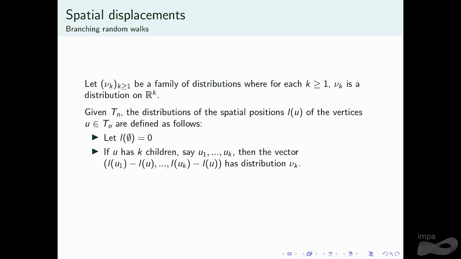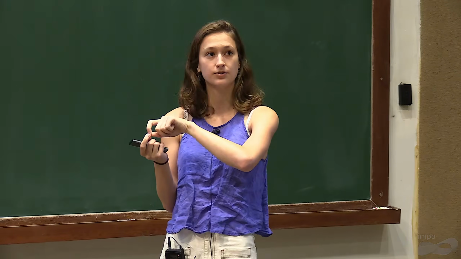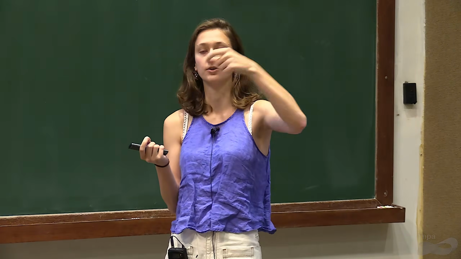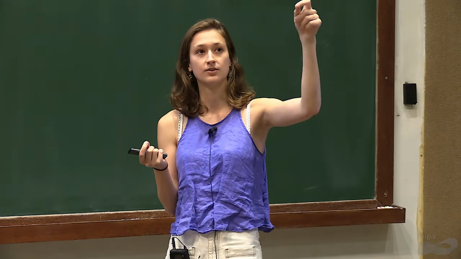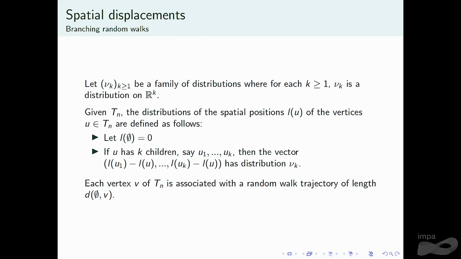In this way, every vertex of your tree is associated with a random walk trajectory, which has the same length as its path to the root. Basically we start off at 0, and if we take some vertex in the tree and look at the path down to the root, each of the vertices along that path has incurred random displacements, and so we have some random walk trajectory, which has a random length.